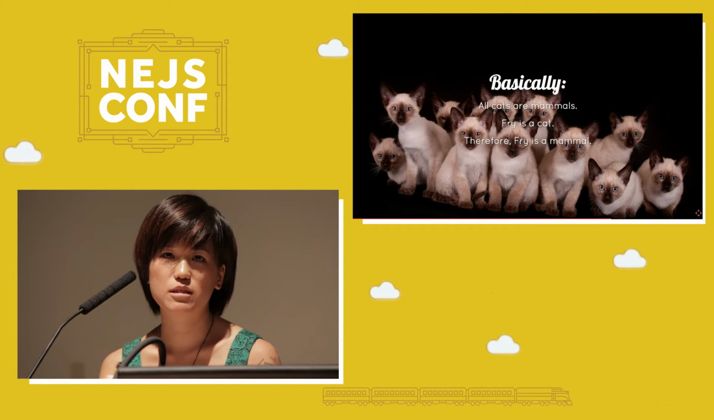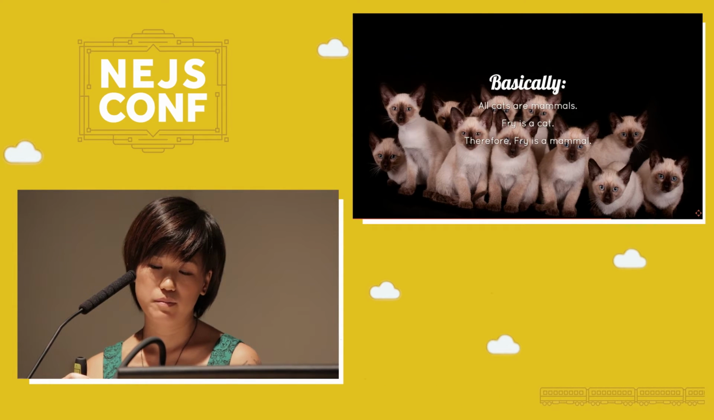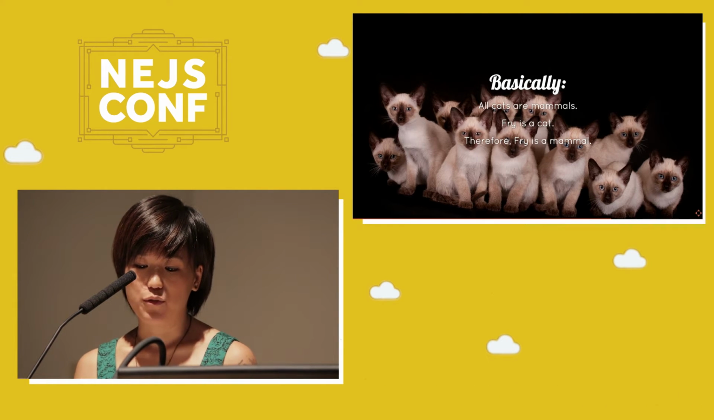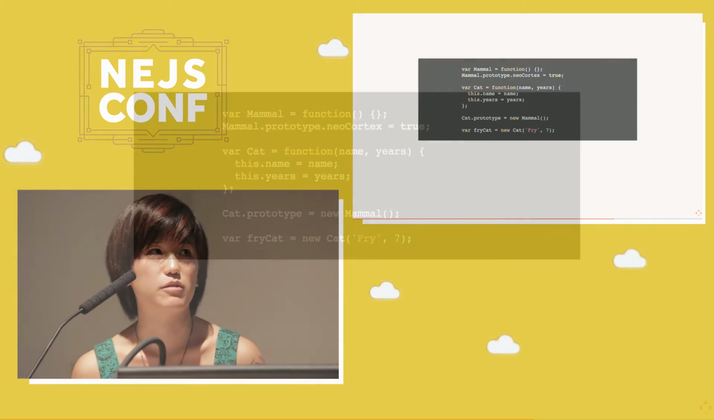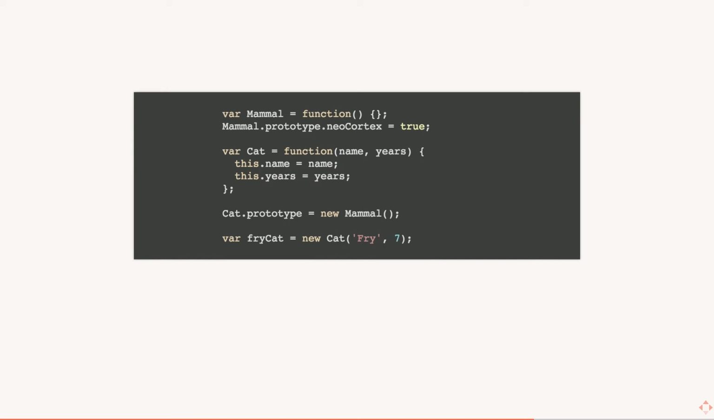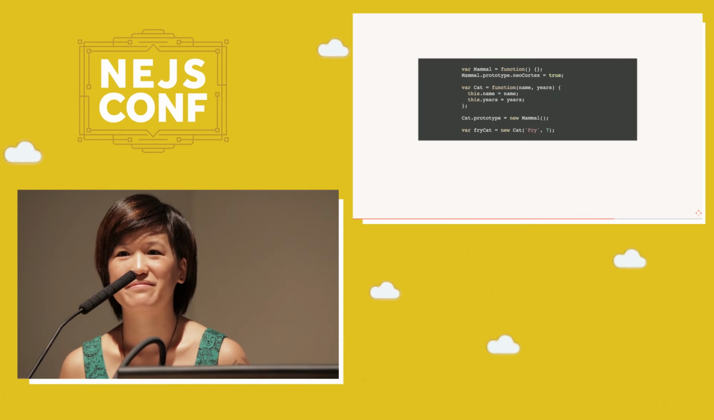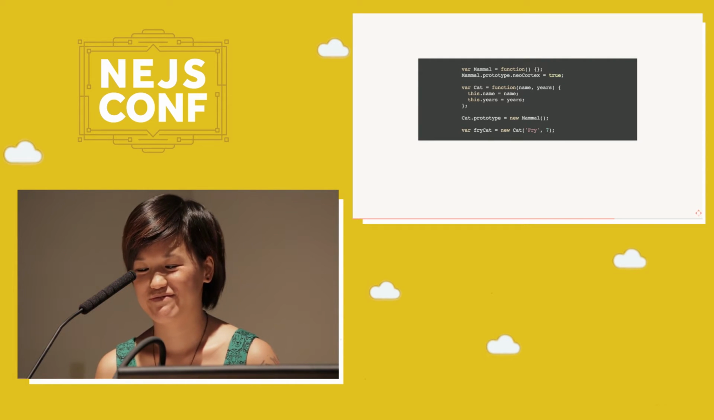Just kidding. So basically what they're saying here is that all cats are mammals, and Fry is a cat, therefore Fry is a mammal. And we can actually write this out in code, unfortunately using prototypes in JavaScript. But basically what I have here is I've got prototype mammal, who has a neocortex, and then I actually have a prototype called cat, and I set the cat prototype to be a new mammal. And then I define and instantiate FryCat as a cat. And that makes Fry a mammal. So that's instantiation. Cool.